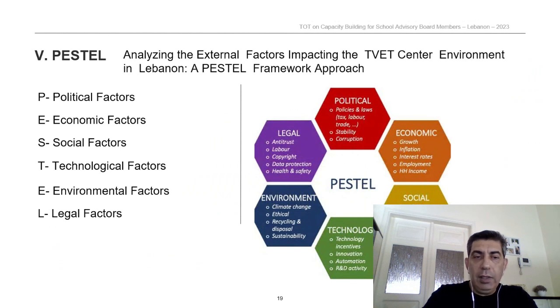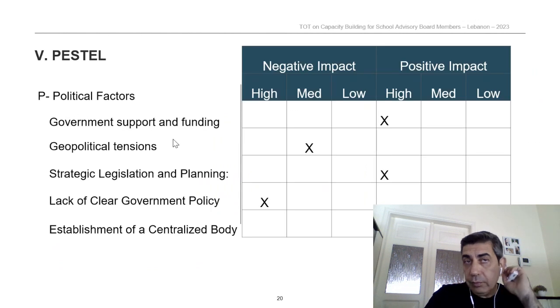It covers political, economic, social, technological, environmental, and legal aspects. These impact operations and decision making. In the next slides, I will present the major factors of each environment that affect the TVET centers. Before that, the table on the right side of the following six slides indicates the impact on the TVET center and its degree.